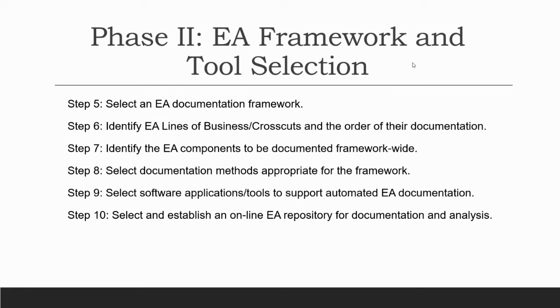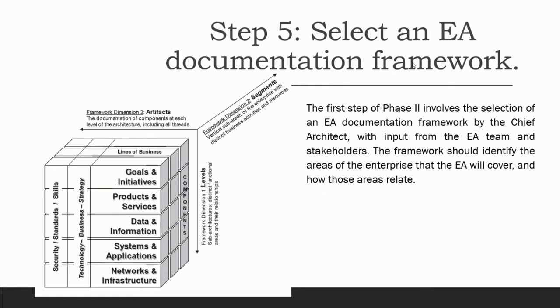We have six steps under phase two. Let's proceed to step five. The first step of this phase involves the selection of an EA documentation framework by the chief architect with input from the EA team and stakeholders. The framework should identify the areas of the enterprise that the EA will cover and how those areas relate.